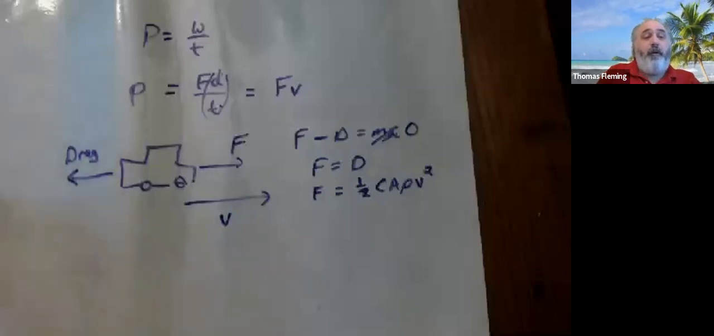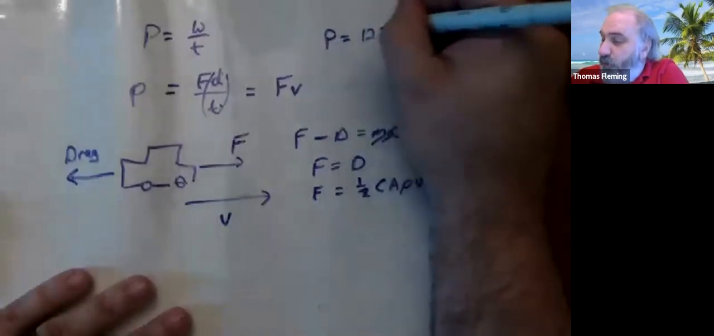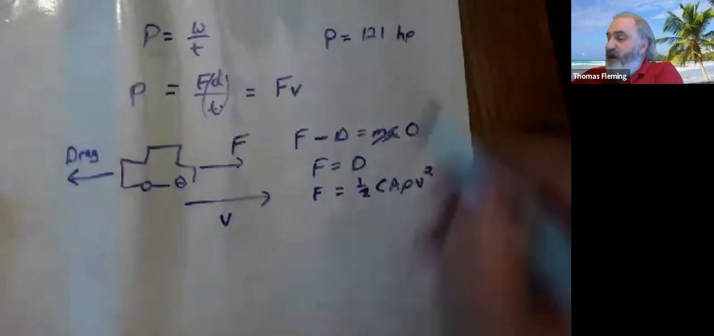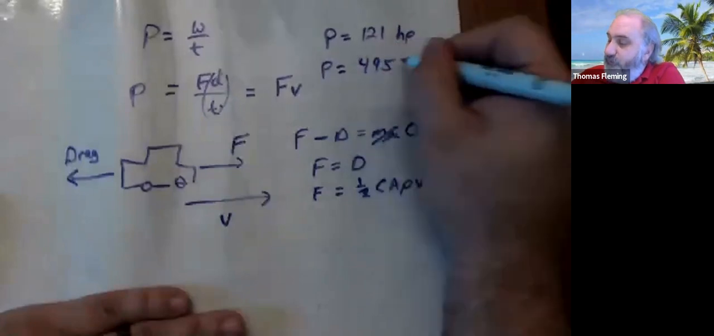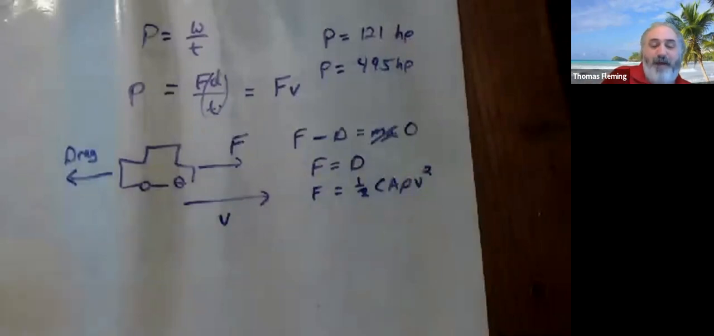So I'm looking up, according to Google, my little Toyota Prius can provide me a power of 121 horsepower. Now, let's compare that to a Corvette. A Corvette can put out a whopping, let's call it 495 horsepower. So obviously, the Corvette ought to be able to travel faster than my car. Well, how much faster? Well, we can figure at least some of that out.